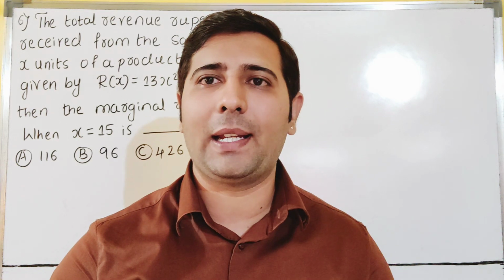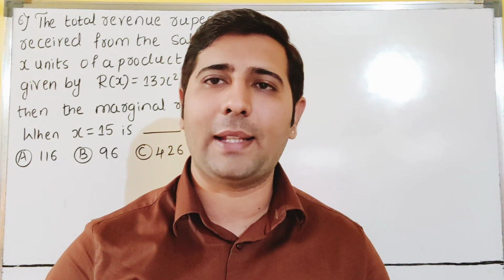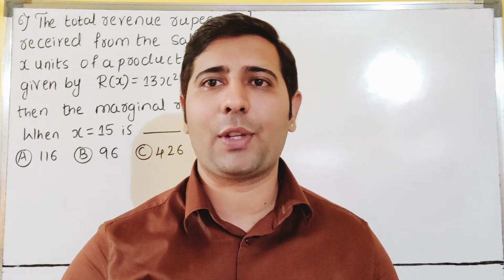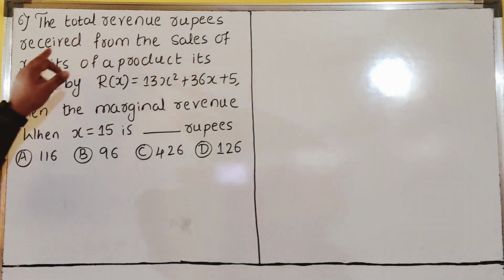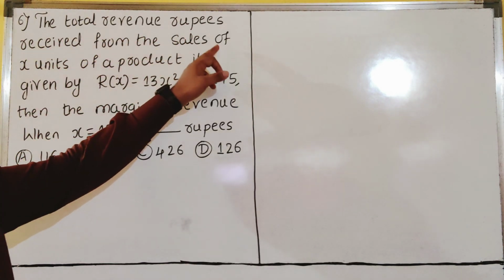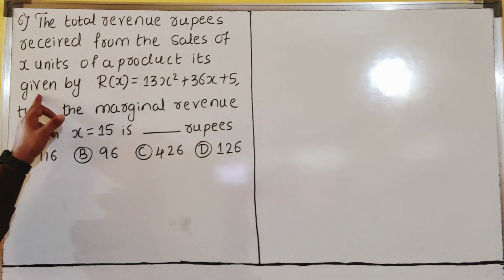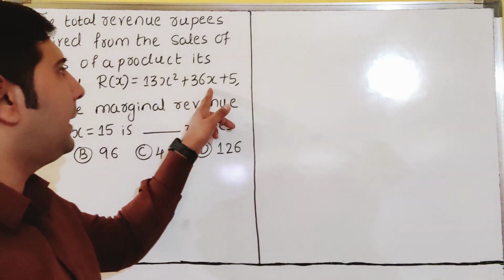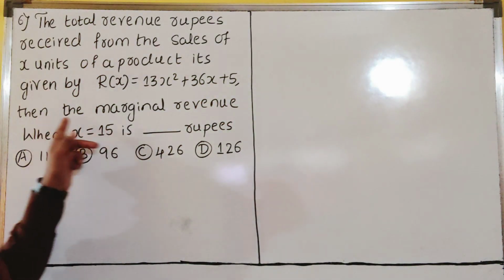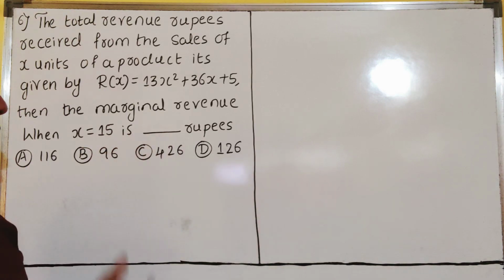In today's class we are learning application of derivatives, MCQ theory questions, dear students. So now let us see question number 6. What they had asked: the total revenue in rupees received from the sales of x units of a product is given by R of x is equal to 13x square plus 36x plus 5. Then the marginal revenue when x is equal to 15 is dash rupees.